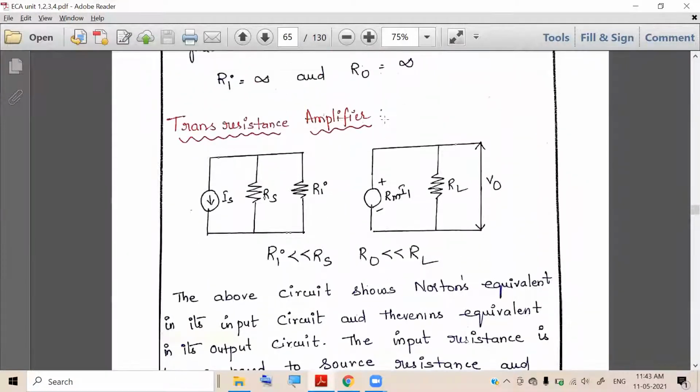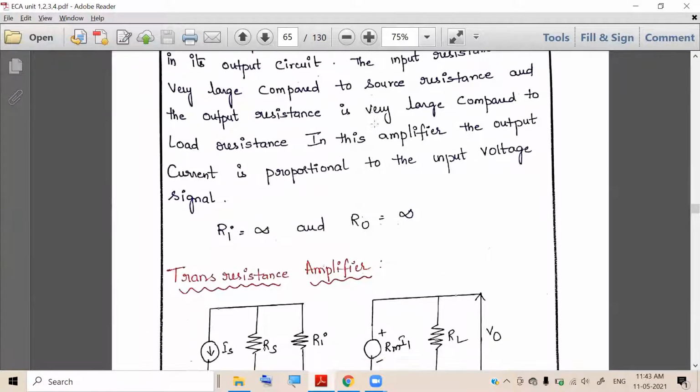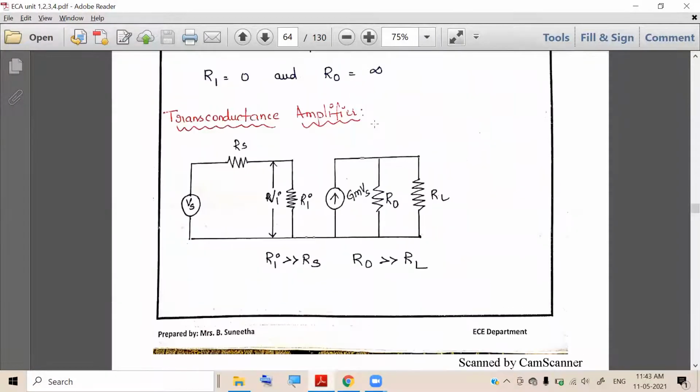So questions to all of you. Easy question first. What is the input and what is the output of a voltage amplifier? Fast please.